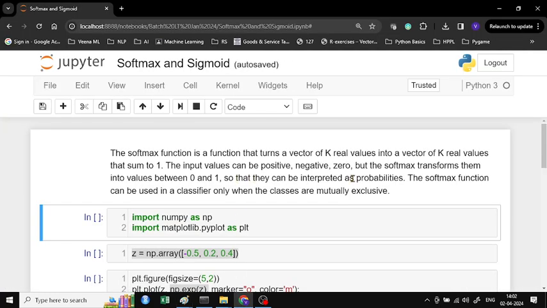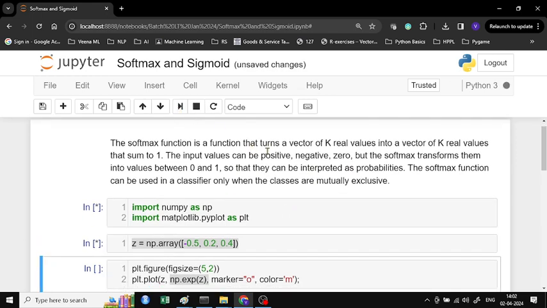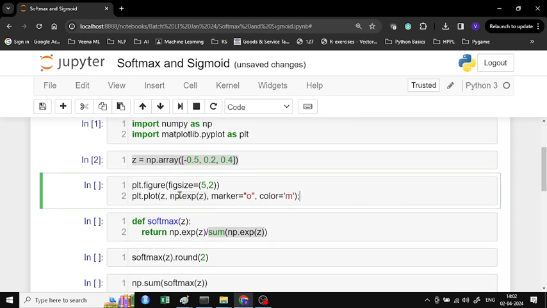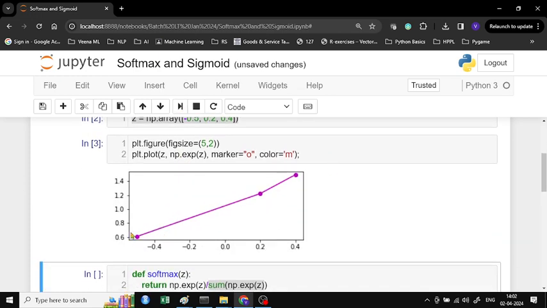Let us see this in our Jupyter notebook. So let's import the libraries and let's have this problem. I have just shown you the figure here. When you draw a figure and do an exponential, it turns negative values also into positive values. So you can have values from minus infinity to plus infinity, and the answer on the y-axis for those which are very highly negative will be very close to 0, and for those which are highly positive it will grow very large.